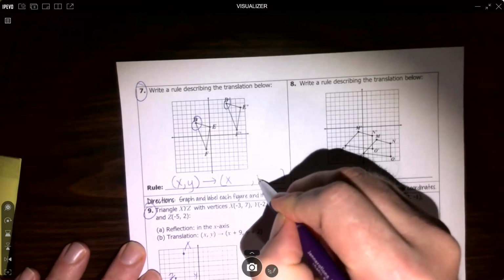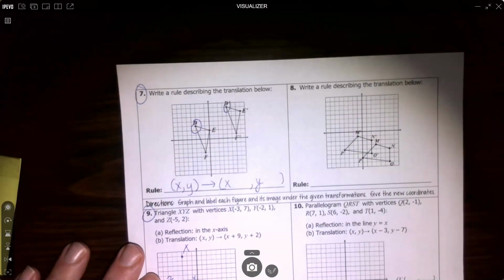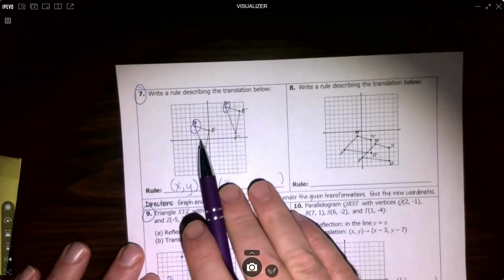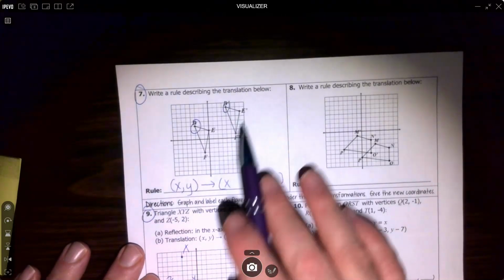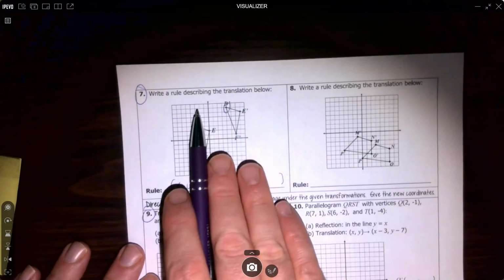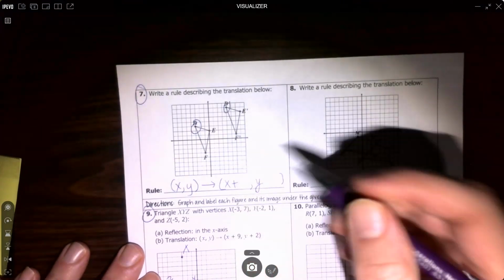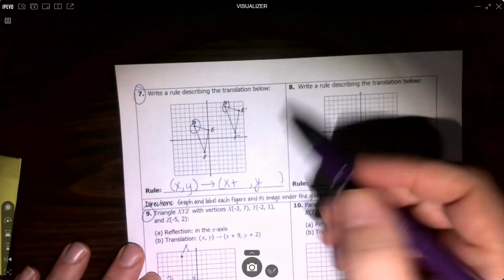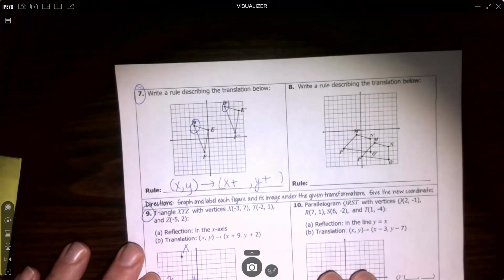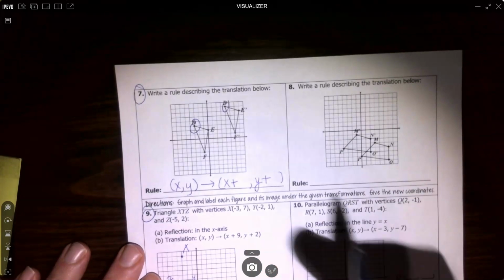Put the x and the y in, and then tell me how I got from this shape to this one. Well, I know since I shifted to the right, this is going to be a plus. And I know I shifted the whole shape up, so in y's, that's also a plus. I just have to figure out how many boxes.